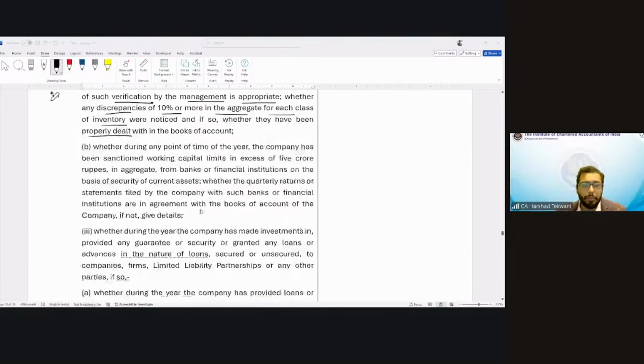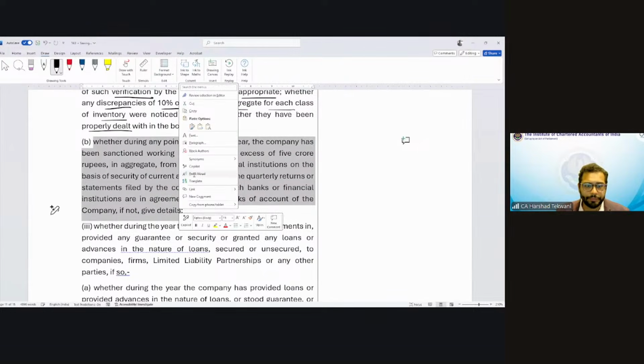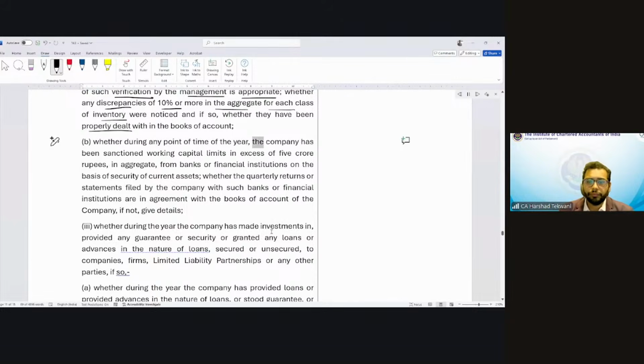That is one point. B, let's see the B point. Whether during any point of time of the year, the company has been sanctioned working capital limits in excess of 5 crore rupees in aggregate from banks or financial institutions on the basis of security of current assets. So here the first point talks about only working capital limits in excess of 5 crores. They are talking about the term sanction, from banks or financial institutions. That was the first point. And it has to be any point during the year.